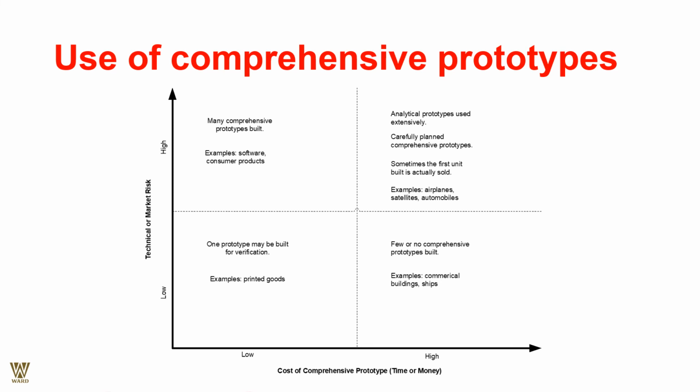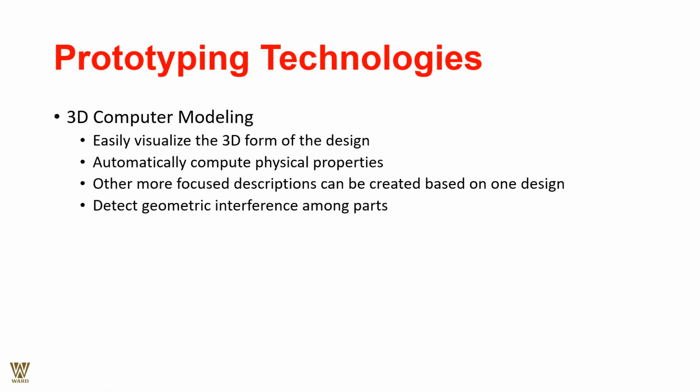Sometimes the first unit built is actually sold. I have said this about the airplane, satellite and automobiles. But what happens when the cost is high, but the technical or market risk is absolutely zero or very low? Few or no comprehensive prototypes are built. Probably you go ahead with it, as with the commercial buildings and ships that we are looking at here.